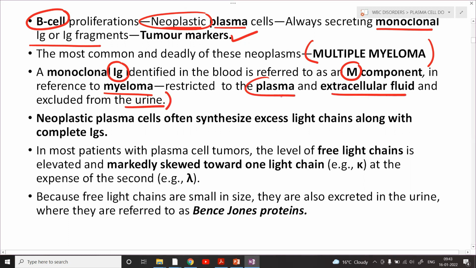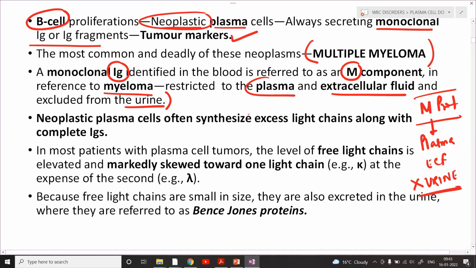Remember, this M protein that we see is always present in plasma. It will be present in any extracellular fluid, but it is never present in urine, because these are very large proteins and they can never come inside the urine. So M protein or M component is never seen in urine.